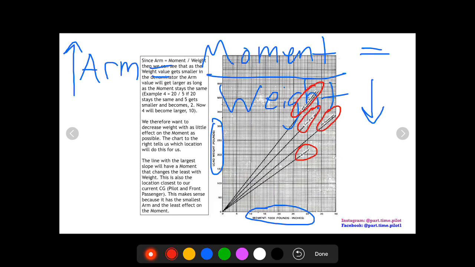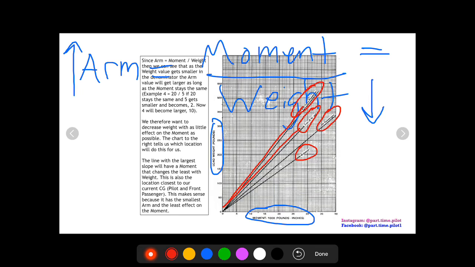You can also see this on this chart here by the line that has the highest slope. Okay, so the line that has the highest slope is the pilot and front passenger. That is the one that when the weight changes, the moment changes the least. Okay, and the second one is the fuel.